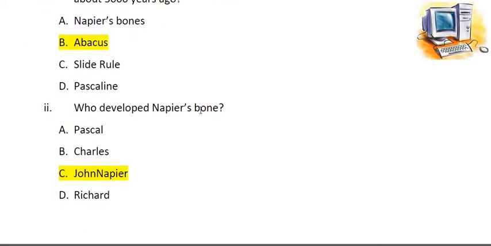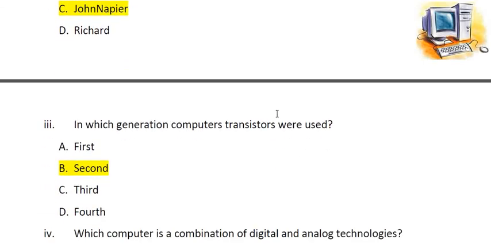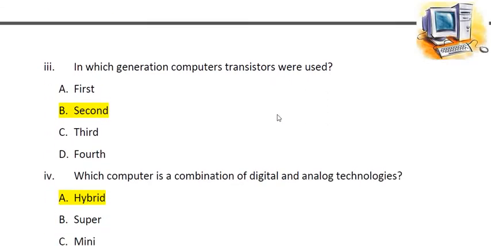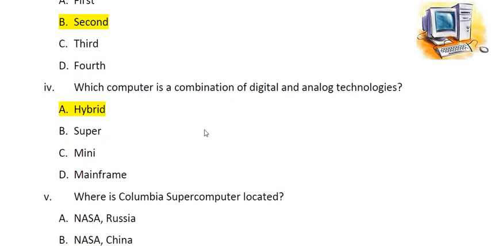Second MCQ is who developed Napier's bone? So the correct option is John Napier, who was a scientist. So he developed this calculating machine, Napier's bone. Third, in which generation computers transistors were used? So in the second generation computers transistors were used.